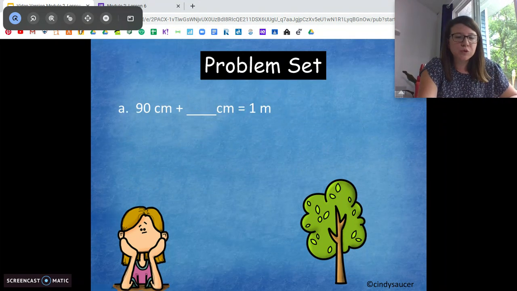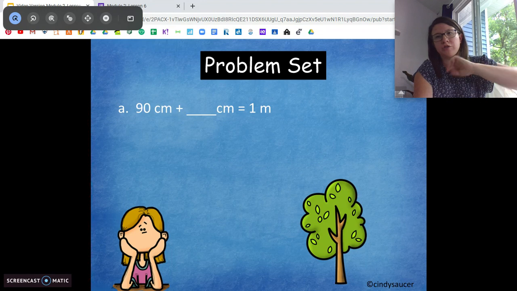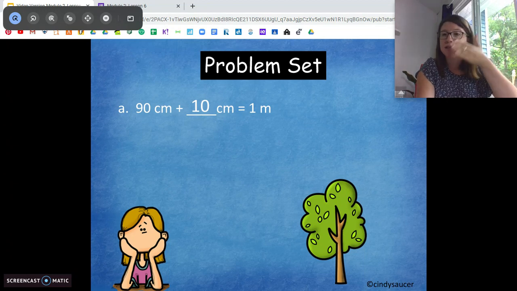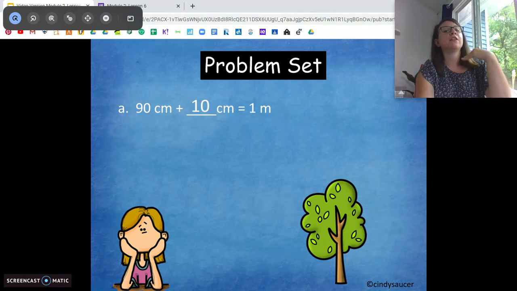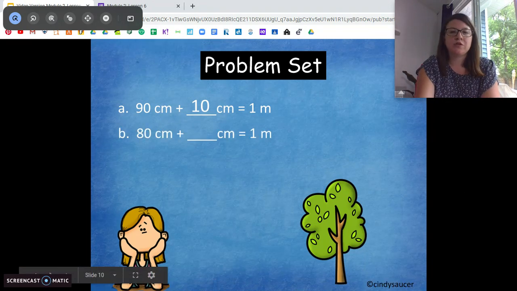All right, so one of them was 90 centimeters. How many more centimeters do we need to get to 1 meter or 100 centimeters? 10. Good job. 90 plus 10 is 100. Or 90 centimeters plus 10 centimeters is 1 meter. Excellent work.